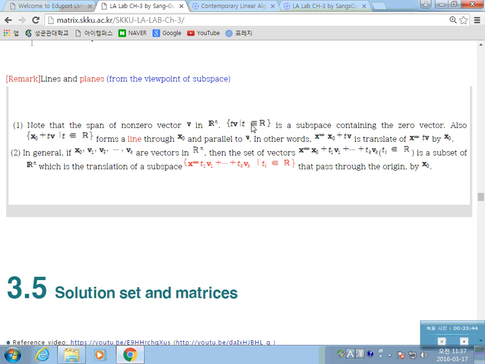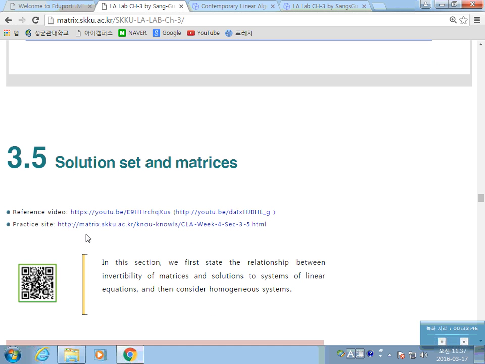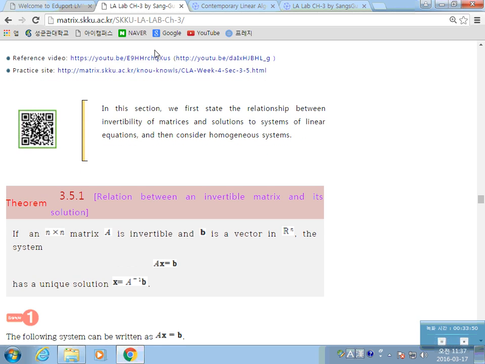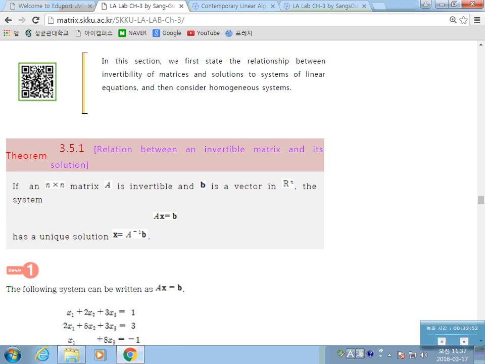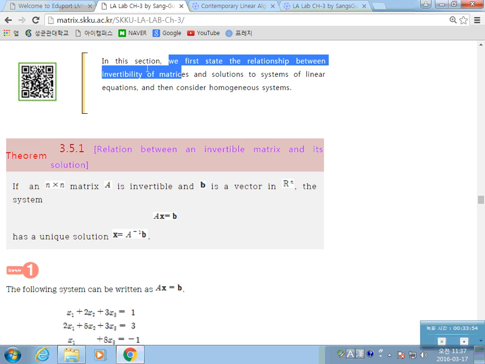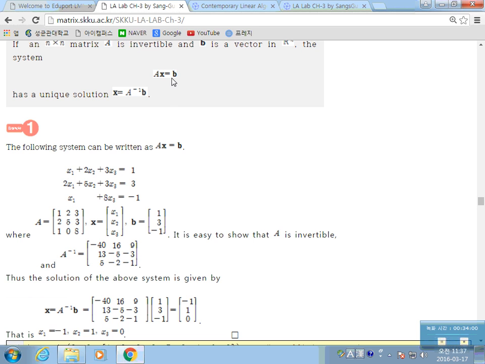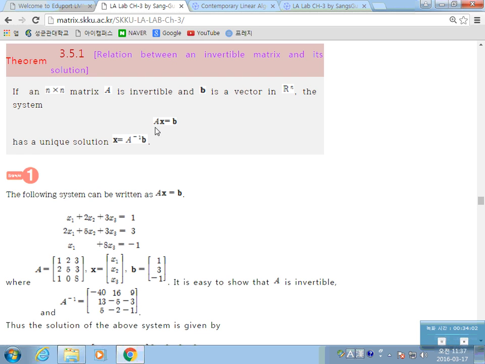Okay. This idea will be used in section 3.5, solution sets and matrices. Yeah, you have information here. In this section, we first state the relationship between invertibility of matrices and solutions to the system of linear equations. If you have AX is equal to B and A is invertible, then if you multiply by A inverse, you have a solution like this, easily.